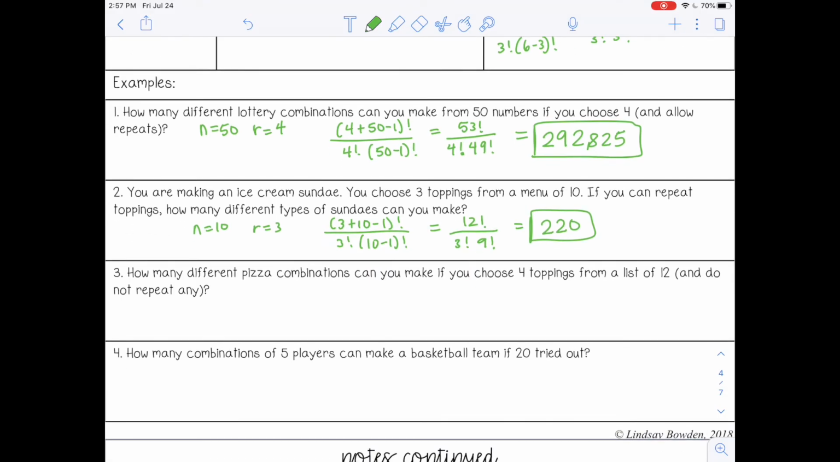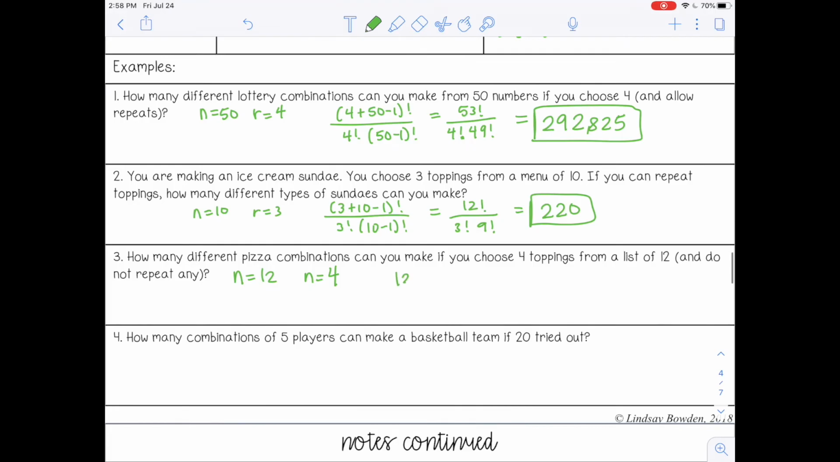All right, number 3, how many different pizza combinations can you make if you choose 4 toppings from a list of 12? All right, so we're not repeating here, so we're going to be using the bottom formula. So 12 factorial over 4 factorial, and then 12 minus 4. So 12, 4, and 8. And you can use your calculator button for this one, the nCr button. And you get 495.